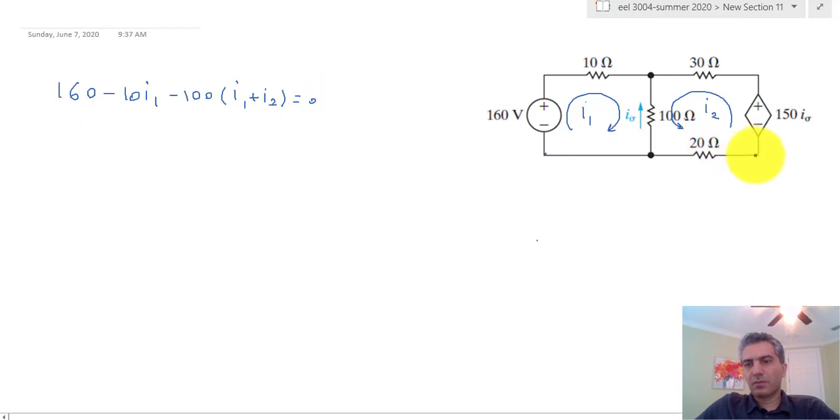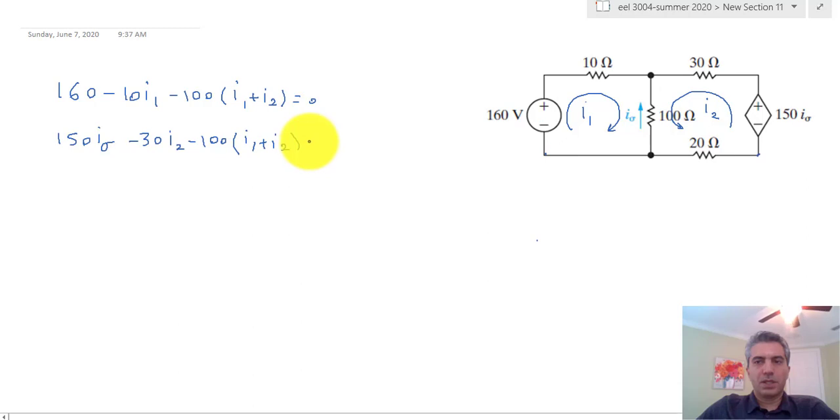For the other loop, I'm going to start from this node down there, 150 times I sigma minus 30 times I2 minus 100 times again I1 plus I2, minus 20 times I2 is equal to 0. And then since we have two equations, we have to actually define what I sigma is, so that we get two equations, two unknowns, and I sigma obviously in this case is the negative of I1 and I2 added to each other.